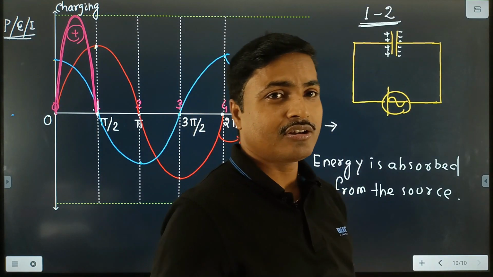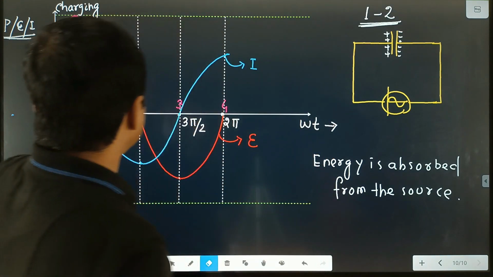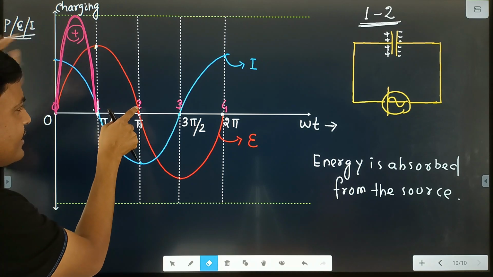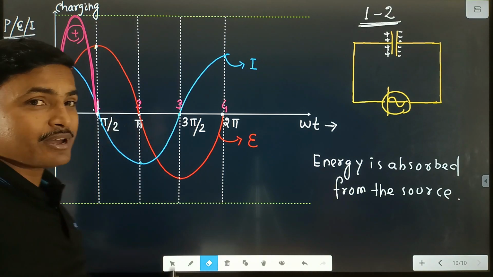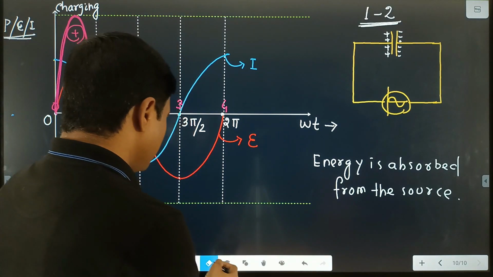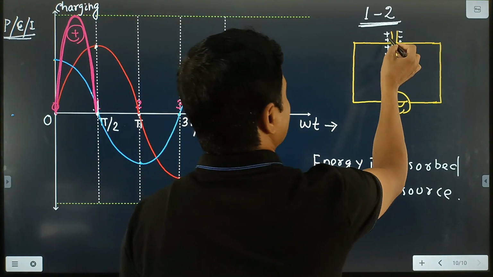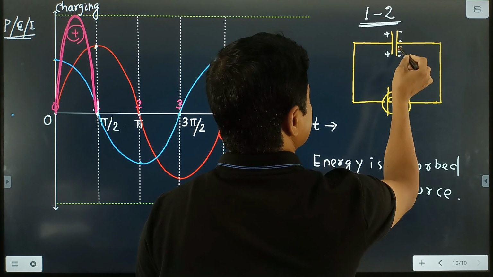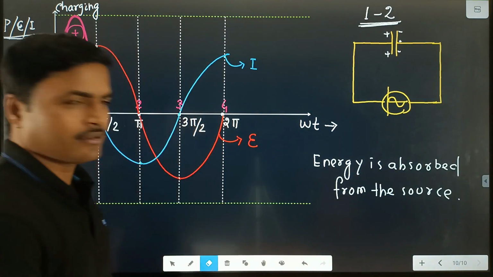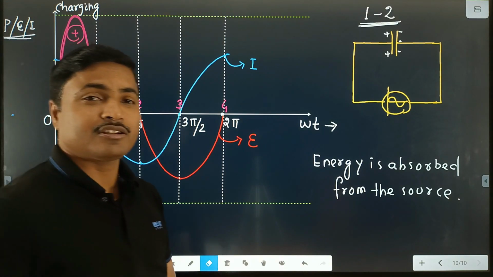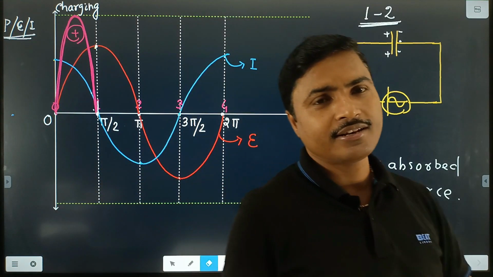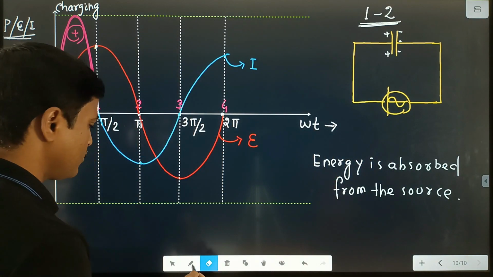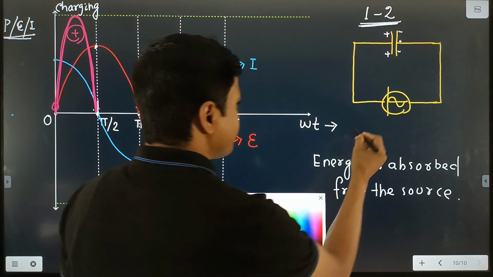Now the capacitor is discharged from point 1 to 2. The capacitor is gradually discharged, and at point 2 the capacitor is fully discharged. So between point 1 and 2 the capacitor is gradually discharged, just like this. Clear? If the capacitor is gradually discharged, what is the power? We write here power P.